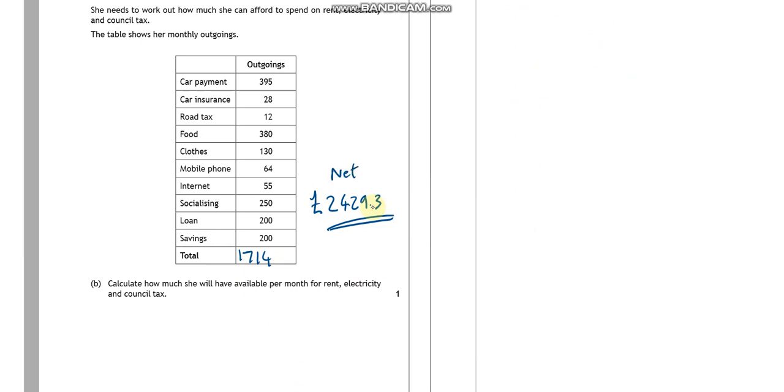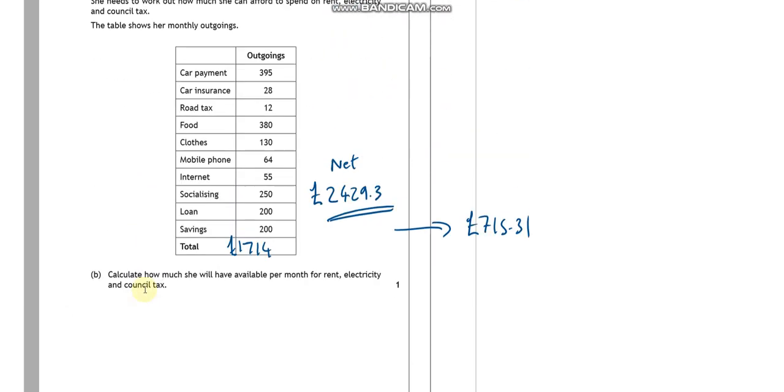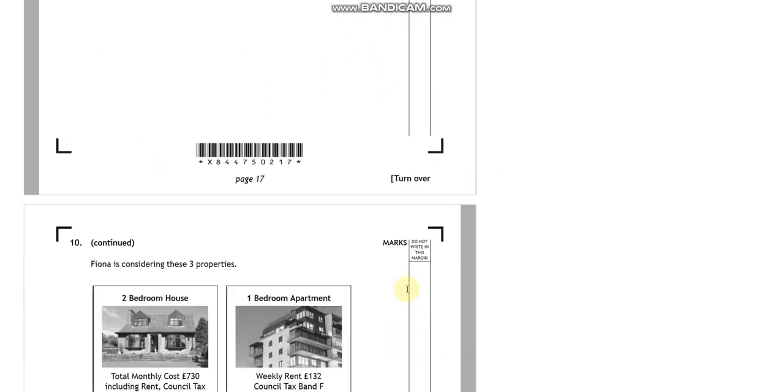So if we do the net, take away the cost, she's going to be left with 715.31. You have to do this number, take away this number, and that's what she's got left for rent, electric, and council tax, because they're not on there. Okay. Nice one. So quite a simple one, really just a takeaway. That's why it's just worth 1 mark.